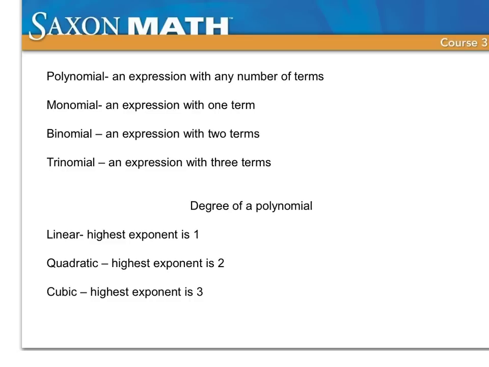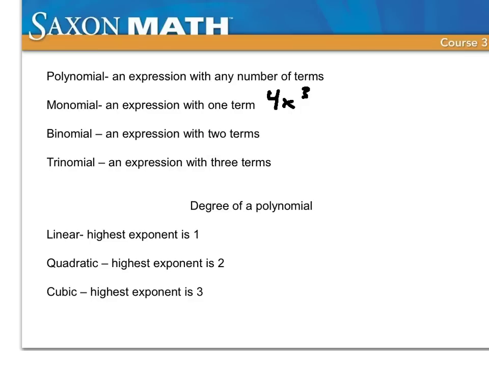term. Let's say that's like, oh, I don't know. Let's do 4x to the third power. This is a monomial because there's only one term, 4x to the third. Remember, terms are things that we add together. Since we're not adding anything to this, there's one term.